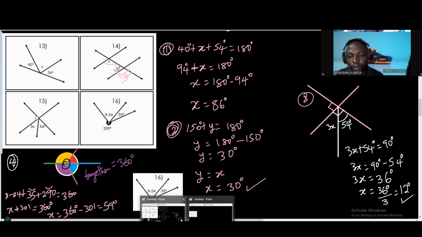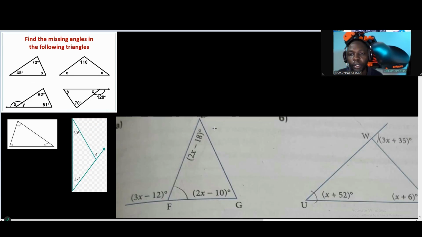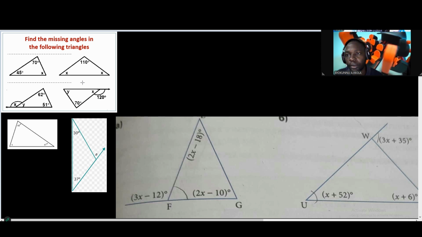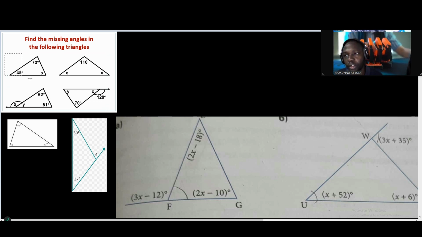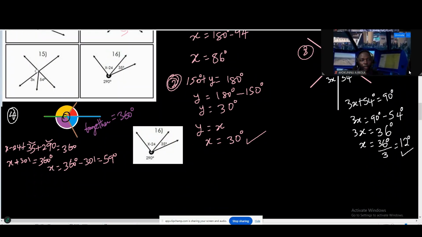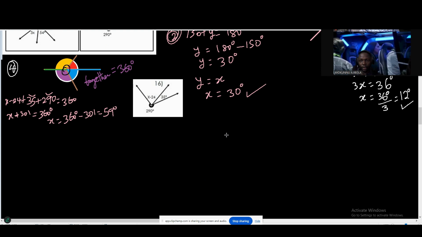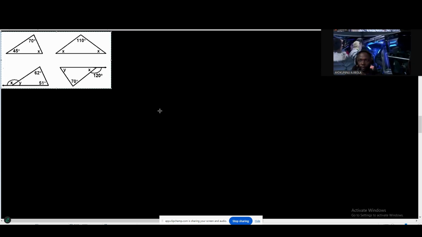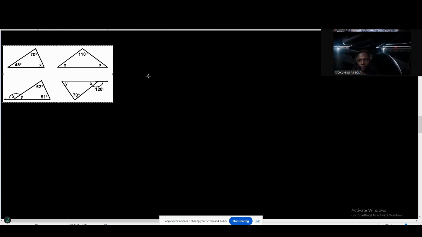But before you write it down, let's mention briefly about triangles. In a triangle, the sum of angles is 180 degrees, okay? It's 180 degrees. So, like I said, we want to look at triangles now, okay?